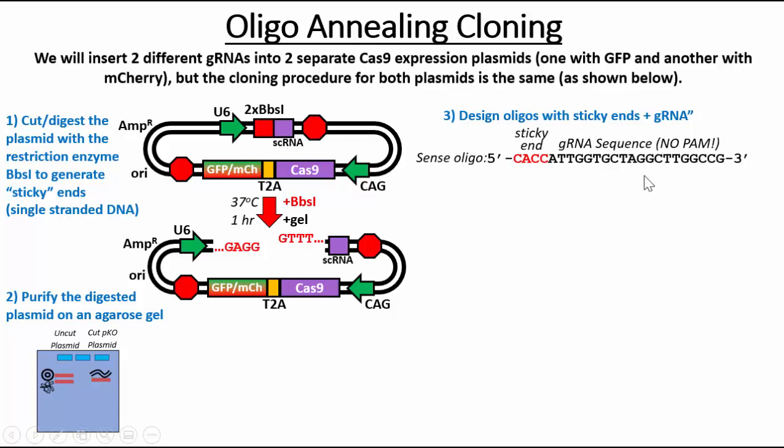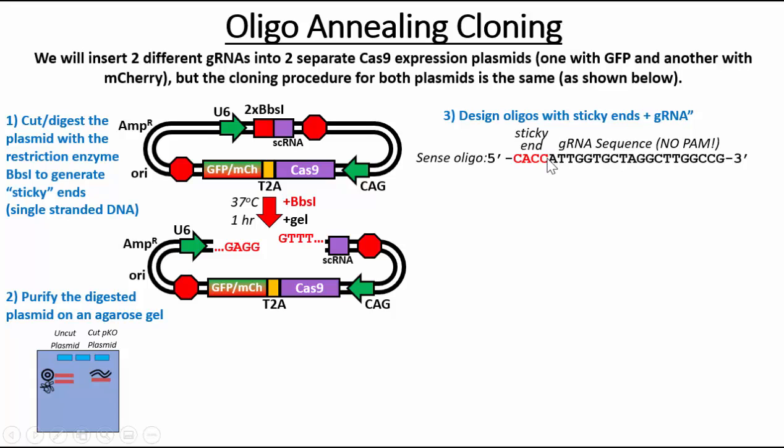Now, the way we get the guide RNA sequence into this plasmid is we order synthetic oligonucleotides. Now, synthetic DNA oligonucleotides are much cheaper than synthetic RNA. I can get a synthetic oligonucleotide for about $5. Not very expensive at all. Anyways, the way I'm going to design these oligos is on the 5' end, I'm going to put a sticky end sequence. So remember we have this GAGG that's generated from BBS1. To pair with that, I put CACC on this oligo. So you can see CACC will bind to GAGG.